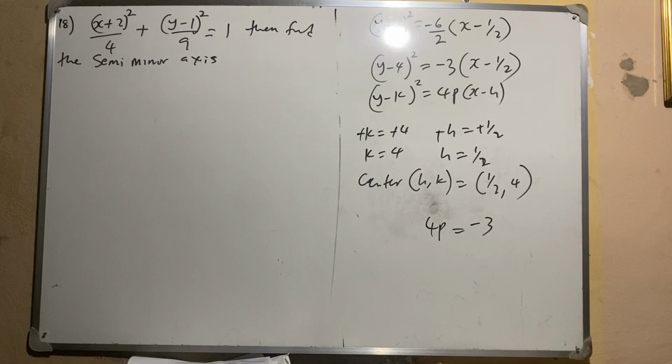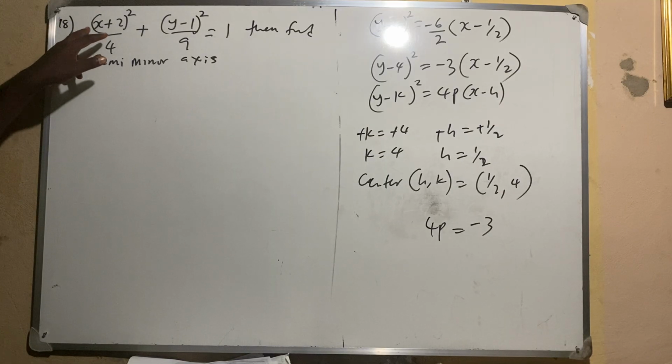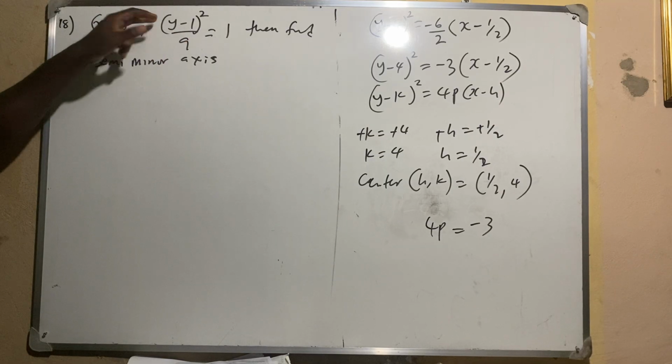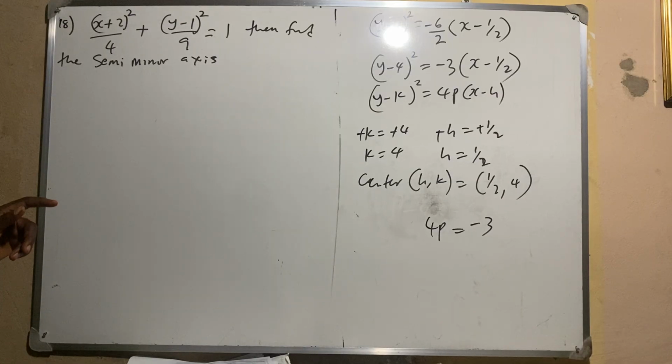What is an ellipse equation? An ellipse equation is an equation whereby both variables are squared and there is no place you have x and y multiplied. Okay, and then just that the coefficients of x squared and y squared must not be the same. It must not be the same. You can watch my video on ellipse to understand better.